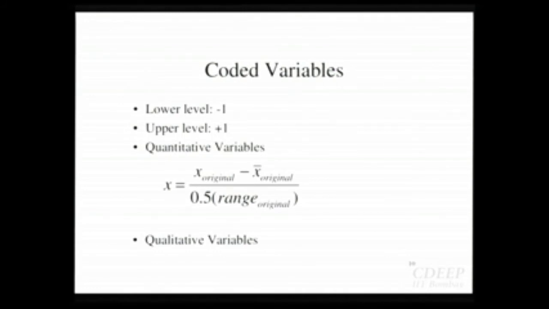If I do this, then whenever x is at the upper level, this will be equal to half of the range, so I will get x as +1, and whenever it is at the lower level, this will become minus half of the range, so x will be -1. So I am just scaling the variable, so that now I will say temperature is at -1, +1, carbon content -1, +1, just to simplify the notation.